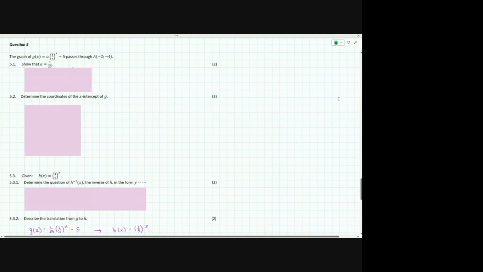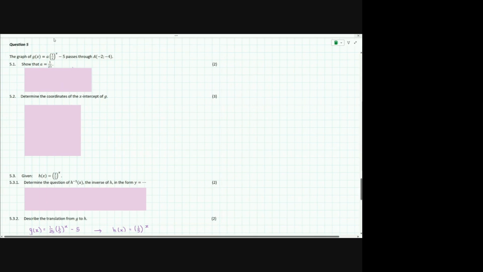Okay, so 5.1, guys, is to show that question. What that means is that, again, you can't use that A is equal to 1 over 25. You need to use other information that you've been given to show that that is true. So show that, prove that questions. You can't actually use A equals 1 over 25 when you're working out. You have to use the other information that you've been given to get there.